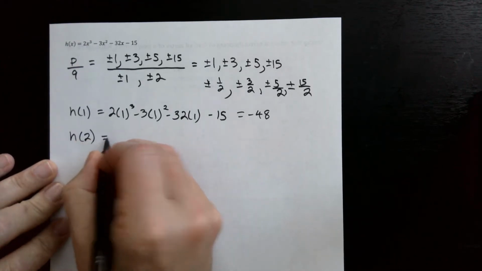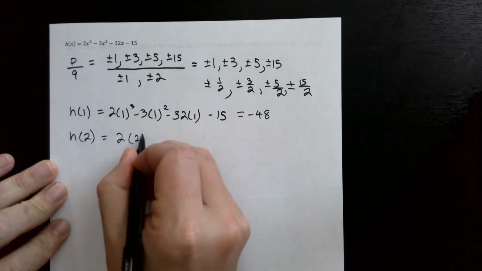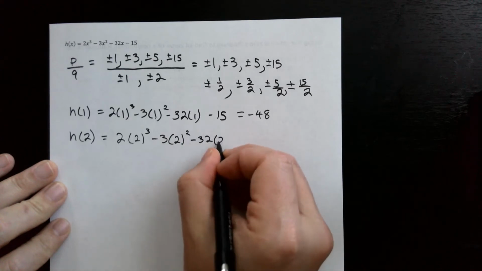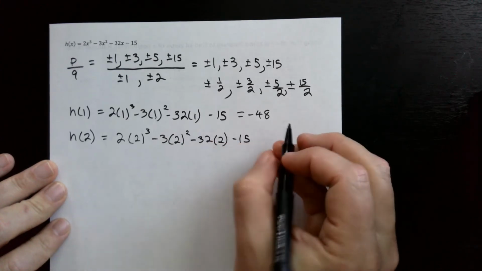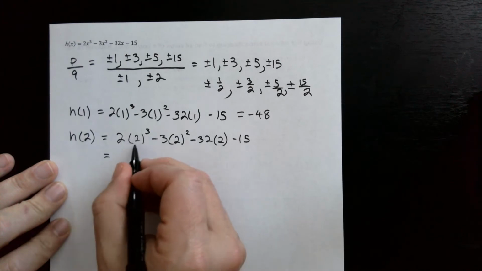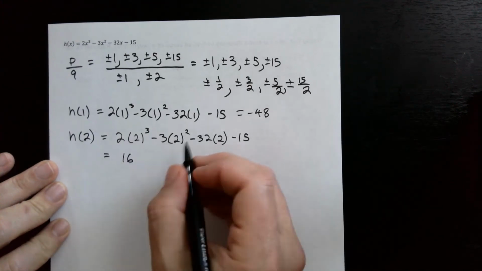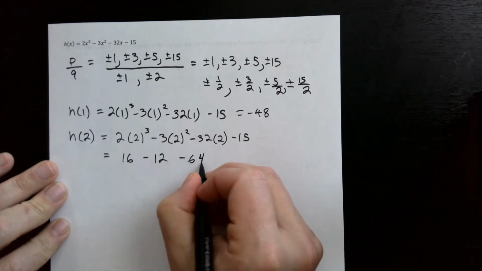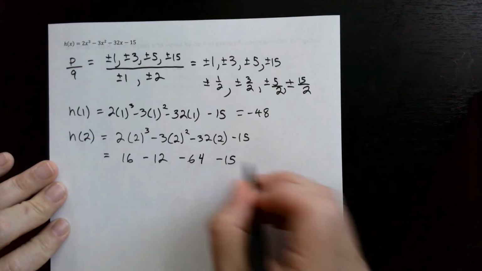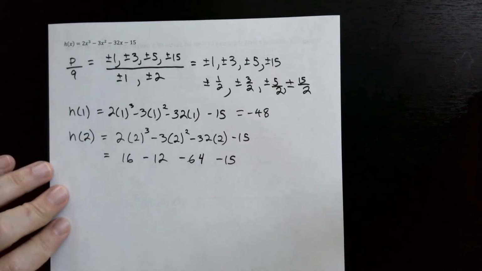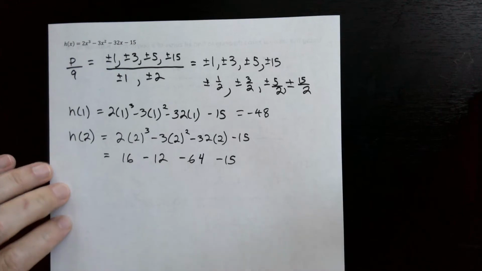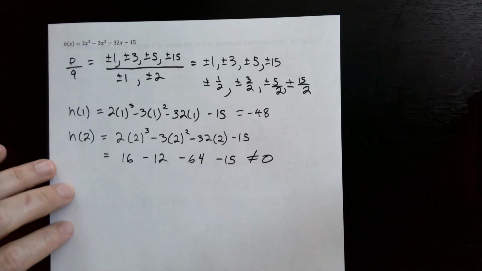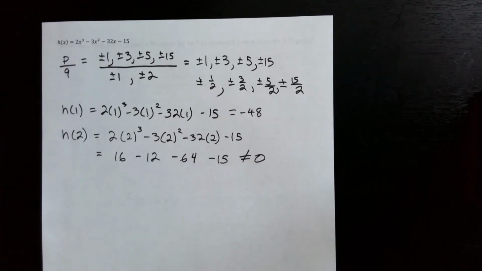Let's see what happens when we put in 2. So 2 times 2 cubed minus 3 times 2 squared minus 32 times 2 minus 15. Okay, so that's equal to, let's see, 8 times 2 is 16, 4 times 3 is negative 12, negative 64, and minus 15. Okay, so that one's also not going to work. It's just too many negatives going on here. So we're just going to say that's not equal to 0. We don't need to do the calculation. We can see that it's not equal to 0.